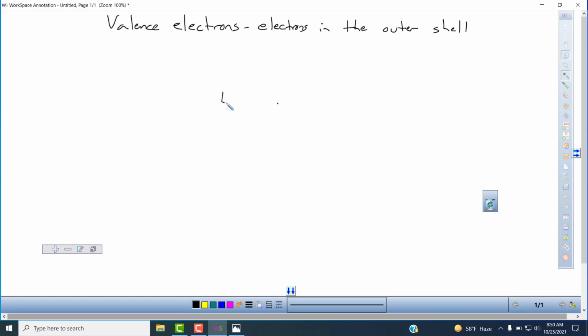So if I have a lithium atom with its 3 protons, that's element number 3. And so I know it has 3 electrons. Now the first level only holds 2. All of the rest of the levels can hold more. So the first 2 electrons go in that level. The third one goes in the second level. So if valence electrons are electrons in the outer shell, the only valence electron for lithium is this one. And so we say lithium has 1 valence electron.